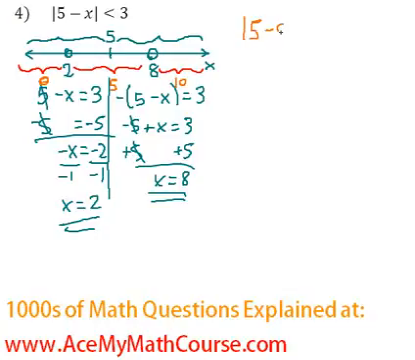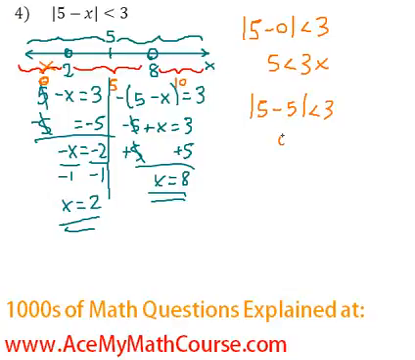So 5 minus 0, is that smaller than 3? The absolute value of 5 is not smaller than 3, so that does not work out. This area doesn't work. What about the middle area, between 2 and 8? So let's plug in the 5. 5 minus 5 is 0. The absolute value of 0 is 0. And that is smaller than 3, so that works. So this whole area over here works.